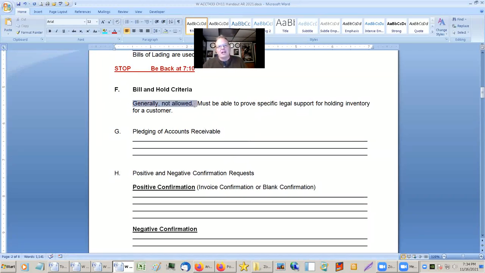But bill and hold are generally not allowed. So if somebody just stamps something as, oh, we're holding this for a customer, oh, they're coming in, whatever, it's not sold. It's still in the inventory.